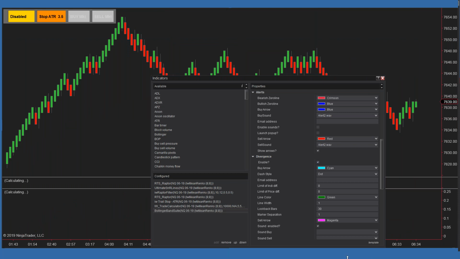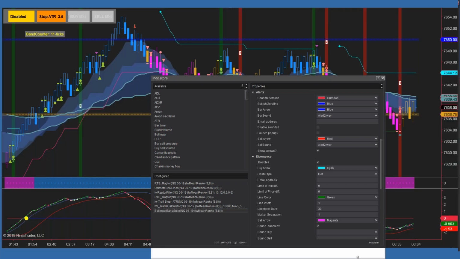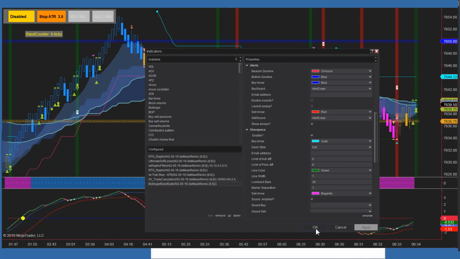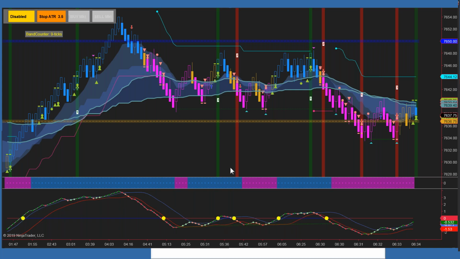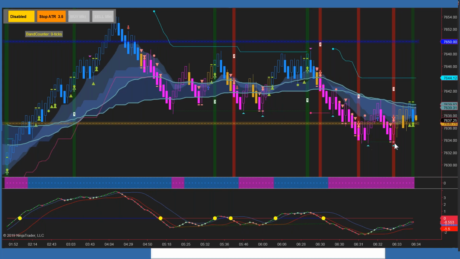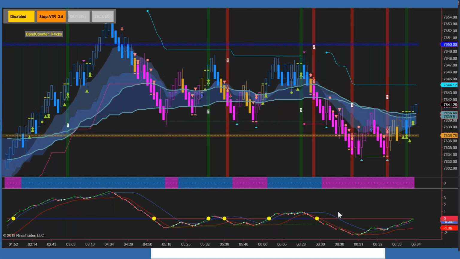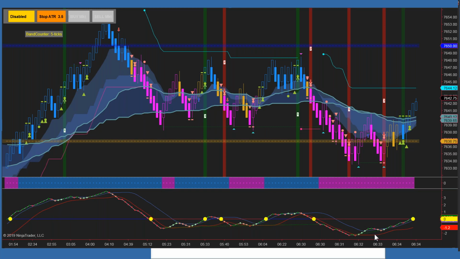Divergence occurs when the indicator goes one way, but price goes the other. So you now have a discrepancy between what price is doing and what the indicator is doing. And you can see the divergence plotting here via this green line. I don't know how well you can see it down here on the indicator. Generally speaking, when that happens, the indicator wins. If there's a discrepancy between price and the indicator, the indicator almost always wins.